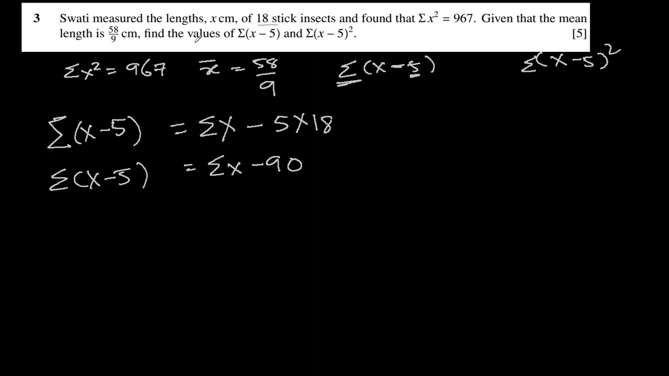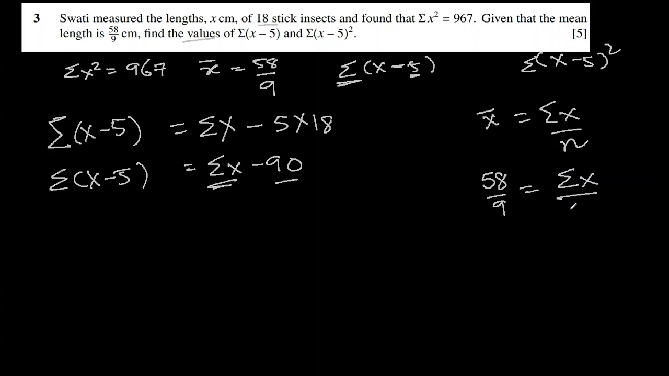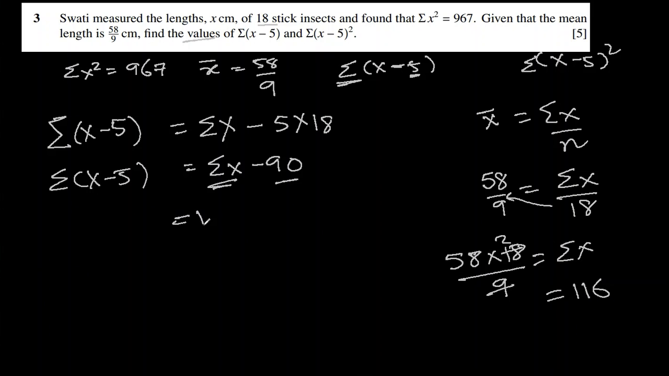But they want to find its value, not the expression. That means if we have sigma x, we subtract 90 from it and we get sigma (x minus 5). We know that the mean is equal to sigma x over n. That is the most common formula. So x bar, written as 58 over 9, is equal to sigma x, which we want to know, over n, which we know is 18. Let's cross multiply 18 here. Sigma x is 58 times 18 over 9. 9 and 18 cancel out, and it comes out to be 116. So we got it: 116 minus 90 equals 26.